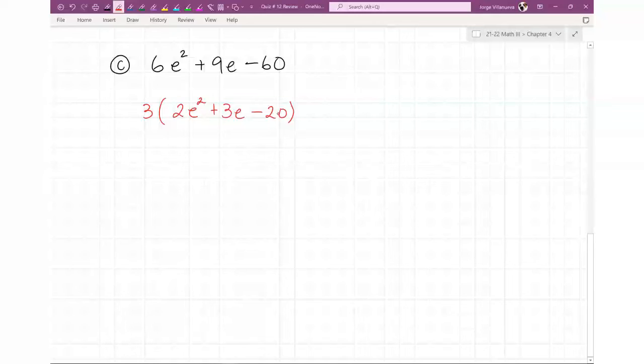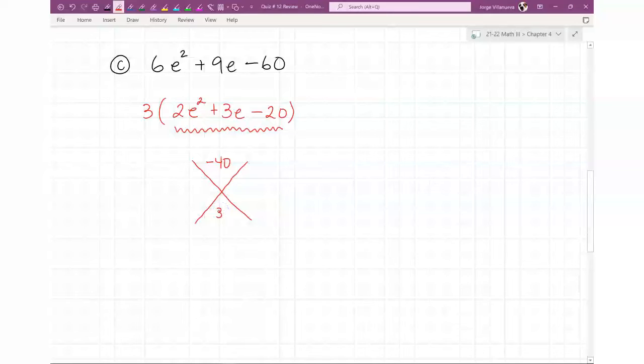So we're good, right? We made the problem a little bit easier. All I have to do is worry about this part right here. So let's do the x method on that. Yes, the numbers still come out kind of big, but we can work through it. On the top, I multiply my a times c. That's 2 times negative 20. That's negative 40. And on the bottom, a 3.